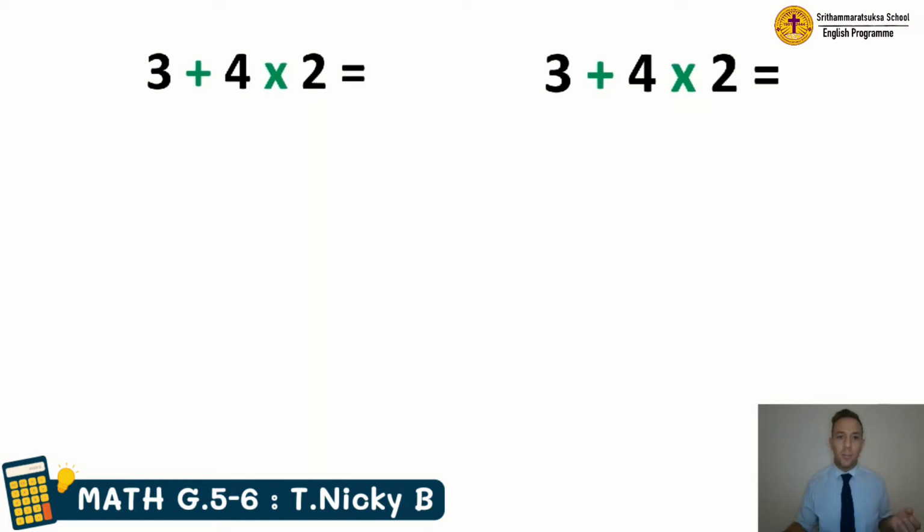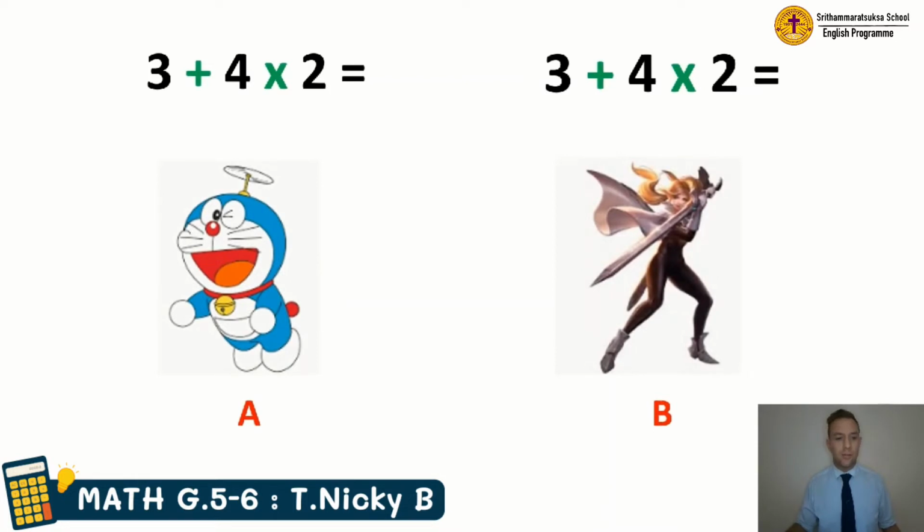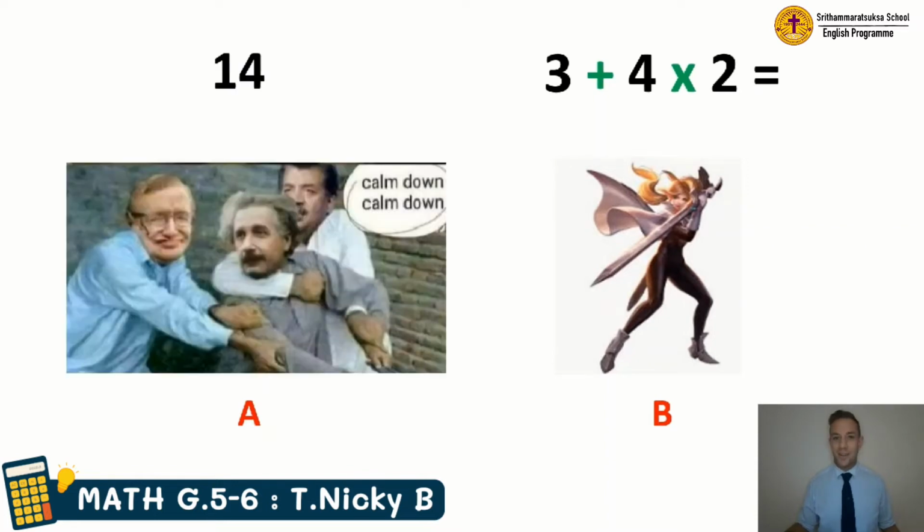Here is the same problem. 3 plus 4 multiplied by 2. We're going to have student A and B try to solve this. Student A thinks he should add first. He adds 3 and 4 together. 3 plus 4 is 7. 7 multiplied by 2 is 14. Oh, Einstein is not happy with that. Unfortunately, student A is wrong.